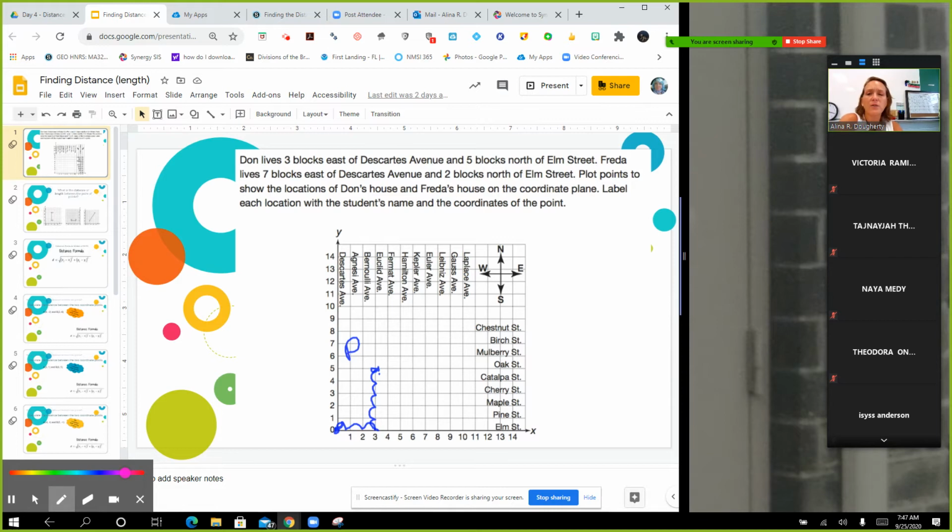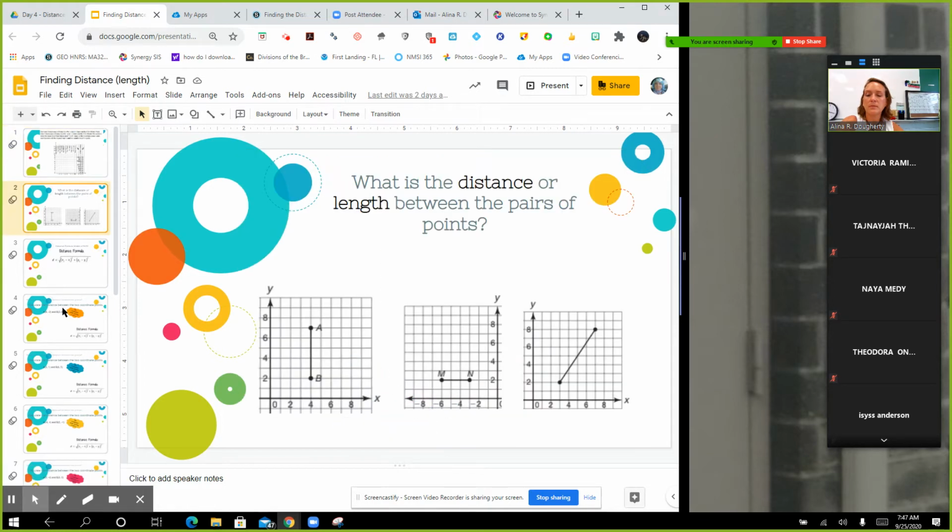And then if Frida lives 7 blocks east and 2 blocks north, I go 7 right: 1, 2, 3, 4, 5, 6, 7, and 2 north: 1, 2. That's Frida, right? So what we're going to try to do is figure out what that distance is, and the distance formula is going to help us. You might want a piece of paper if you don't already have one.